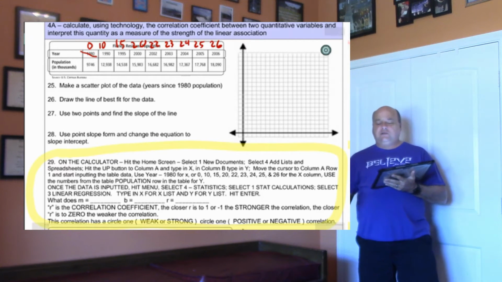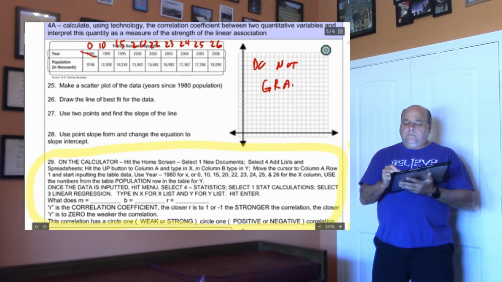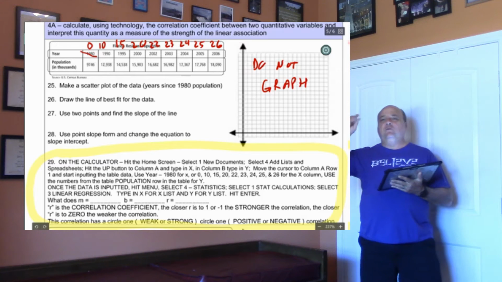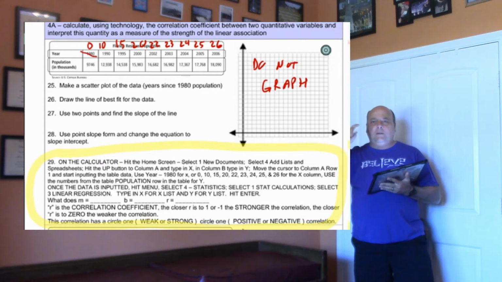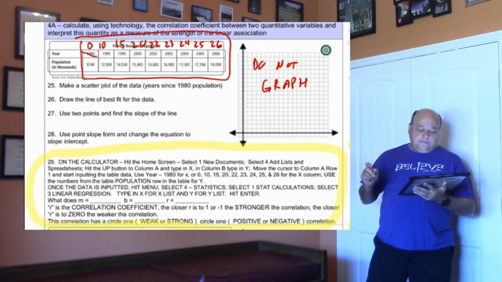Do not graph this, okay? Don't worry about graphing it. If it was graphed, you would see the scatter plot. Just use the calculator, okay? So we're going to put this data into the calculator, and I'm only going to do this once, okay?